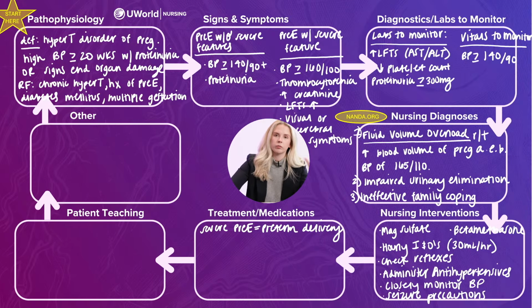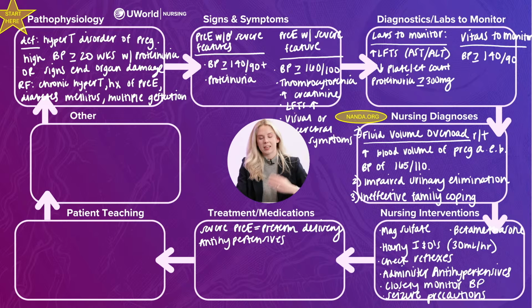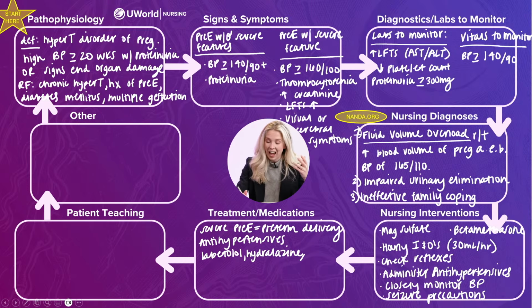And before we deliver the client, there's a couple of things that we can do. So we can give those antihypertensives that we briefly talked about, but not all of these are going to be safe during pregnancy. So the ones that we can give would be labetalol, that is a beta blocker medication. We can give hydralazine, which the trade name for that would be Apresoline. Nifedipine, which is a calcium channel blocker, and the trade name for that is Procardia.